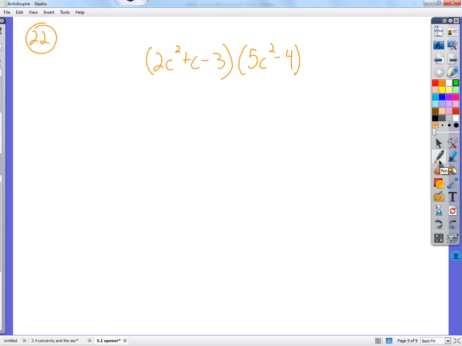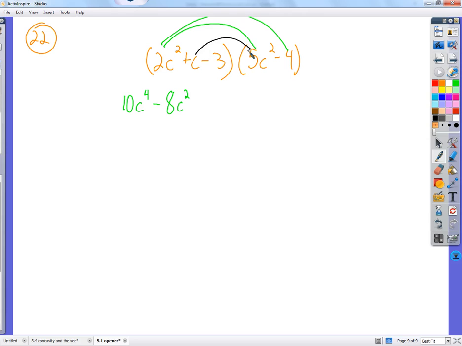what should you do if you've got three terms here. Just need to make sure to distribute them all to everything else. So we take this term here and distribute it to the 5c squared. When I draw that arch, I'm going to multiply those two together, and I will never multiply those two together again. It'll be done. So 2c squared times 5c squared gives us 10c fourth. And 2c squared times negative 4, negative 8c squared. That's all done.